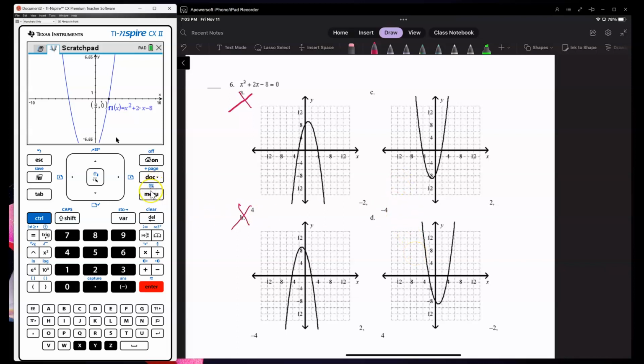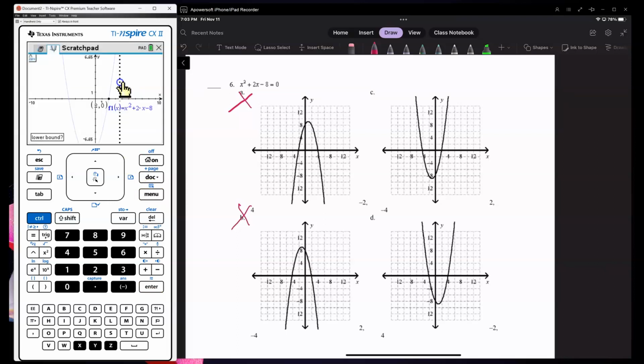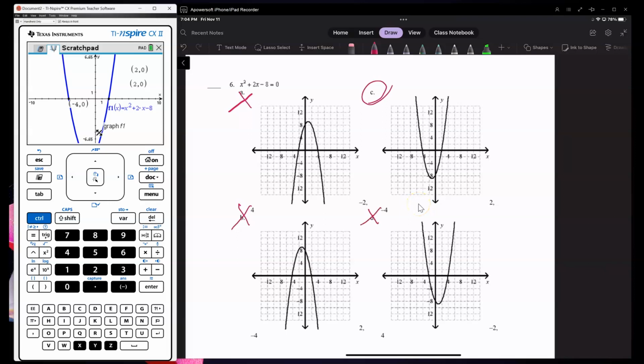D. So what I'm going to do is find the intersection, or the zeros. So the first zero is 2, 0, which we have there. So this one is 2, and the other one should be negative 4. So let's see. 0 and is negative 4. So the answer is C. And D was incorrect.